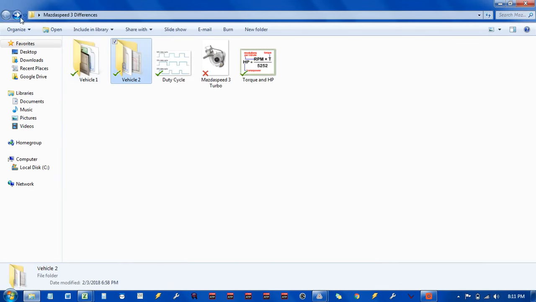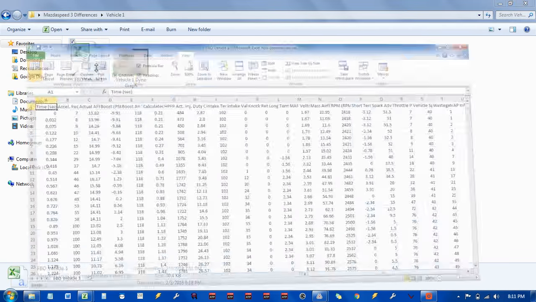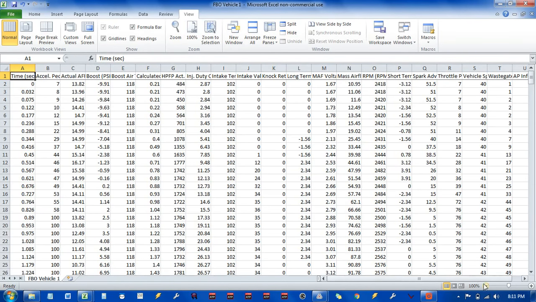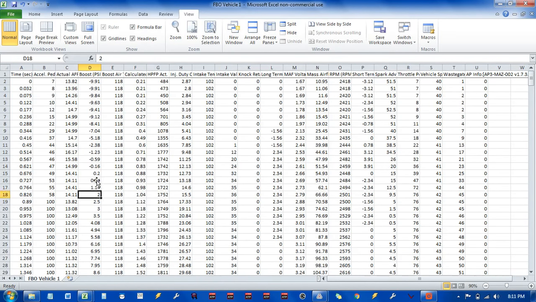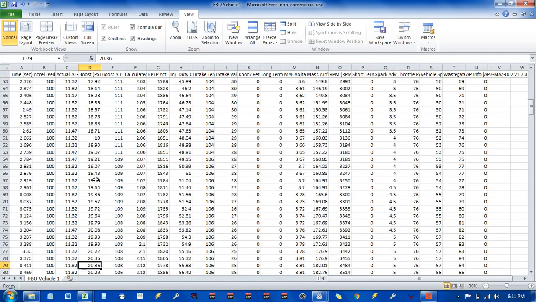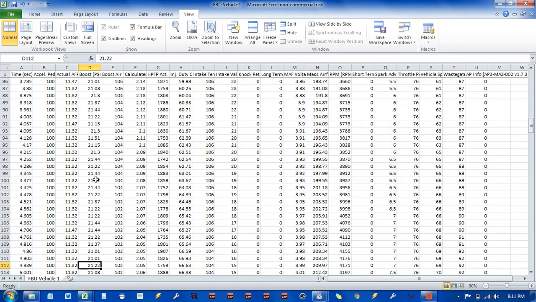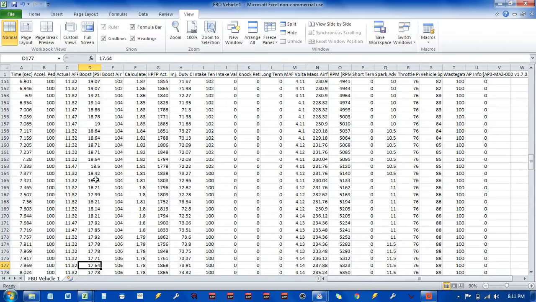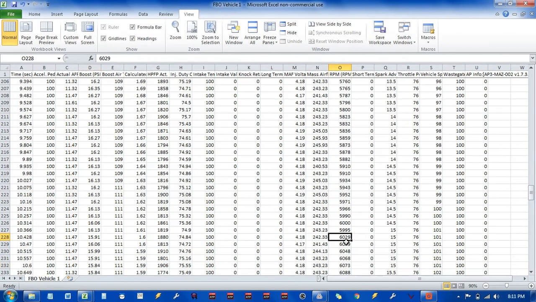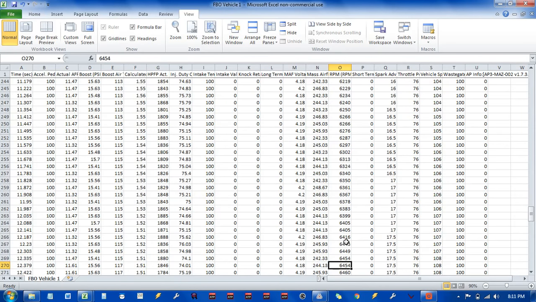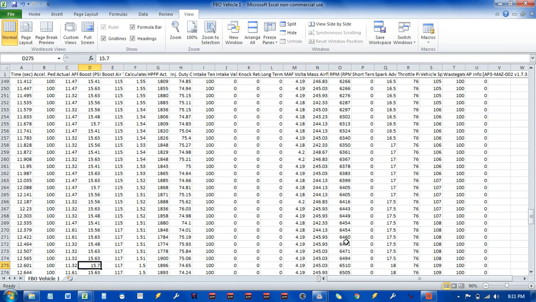Now let's take a look at vehicle number 1, which is the lower power making vehicle. And let's take a look at what sort of boost pressures it's running. So vehicle number 1 is running roughly 21.5 psi for peak boost pressure. And at that same 6,500 RPM reference point we used before, vehicle number 1 is holding roughly 15.5 psi of boost. So vehicle number 1 is actually down about 2.5 psi compared to vehicle 2.